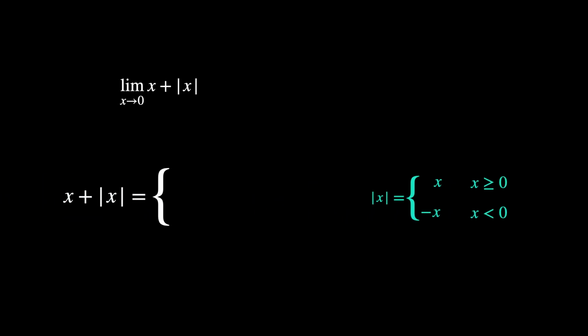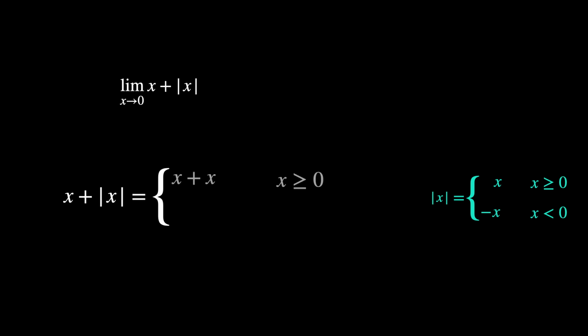Limit of x plus absolute value of x when x approaches 0. So first we find the piecewise definition of x plus absolute value of x. So here what we need to find is piecewise definition of x plus absolute value of x. So we go back to the definition of absolute value of x. It was absolute value of x is x when x is greater than or equal to 0, and absolute value of x is negative x when x is less than 0.